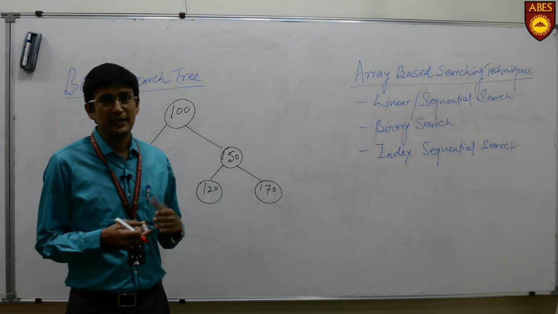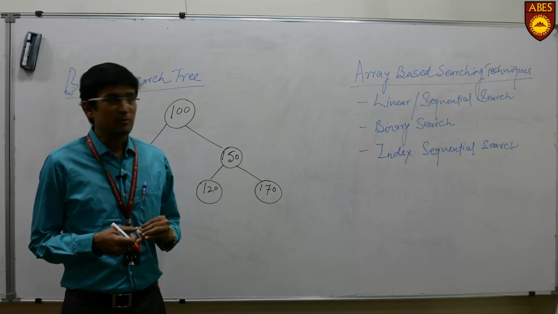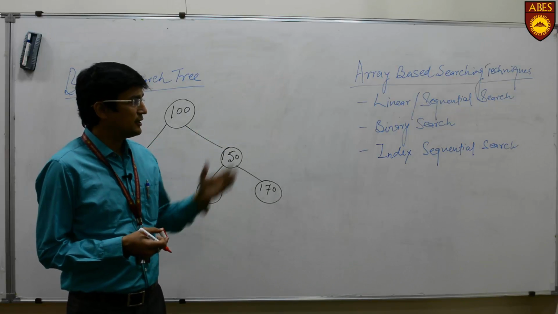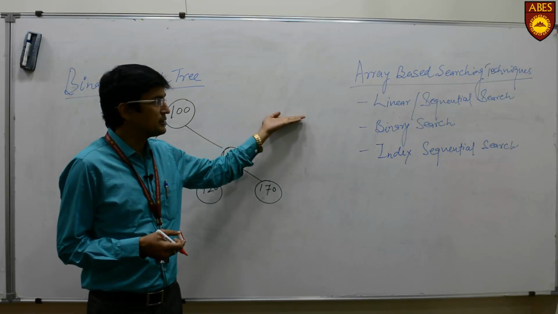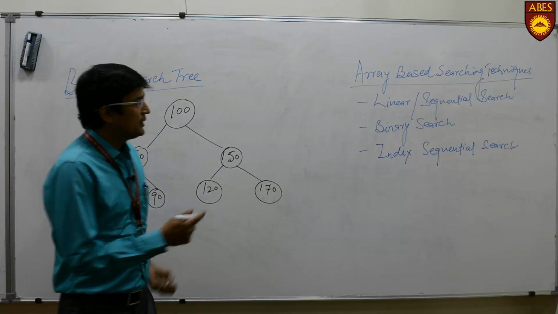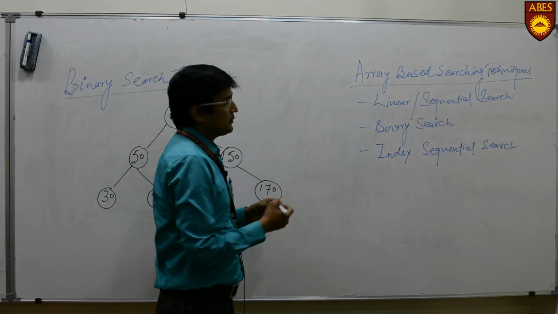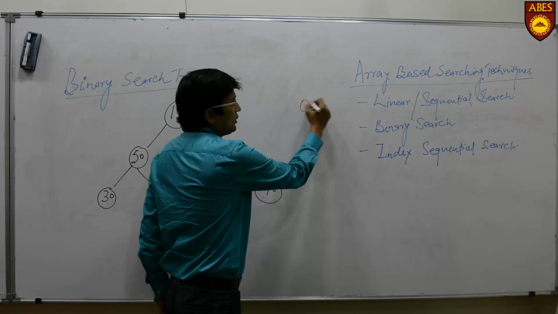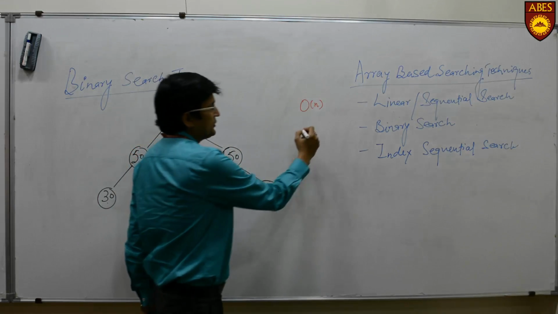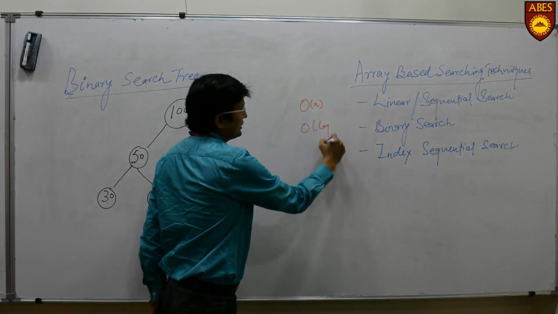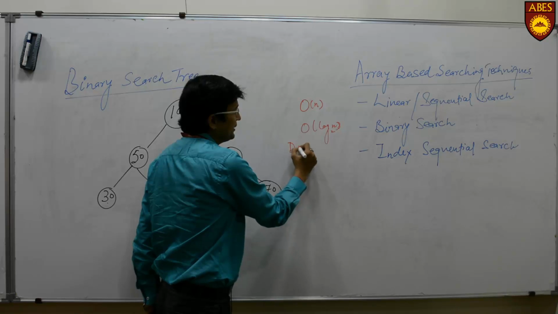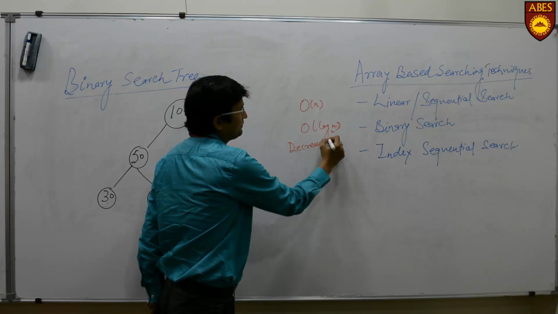Considering that searching is a very frequently used technique in computer science applications, we have some array-based techniques known as linear search, also known as the sequential search. Another one is the binary search, and the index sequential search. The linear or sequential search requires order of n time for the search operations. The binary search requires order of log n time. It's a technique known as decrease and conquer. It's based on this approach.